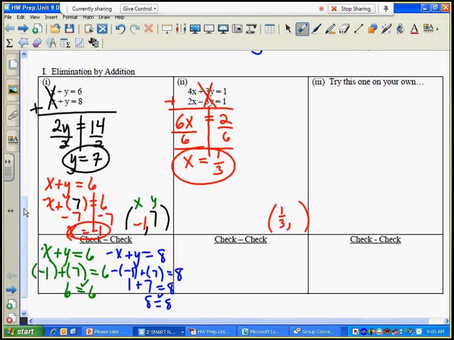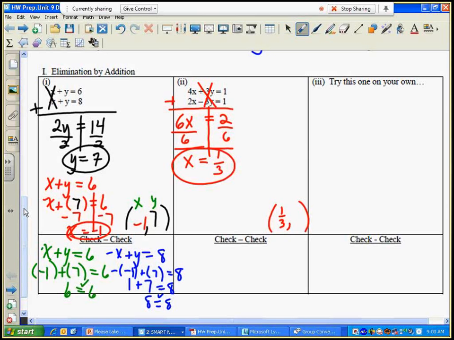You're saying, wait, Mr. G, are we going to get fractions? Sometimes you might. Okay. Now, we're going to have to go back and find our y. We have our x. Let's find our y. It doesn't matter which equation you choose. I'm going to choose the top one just because it doesn't have a minus in it. But each one will work.